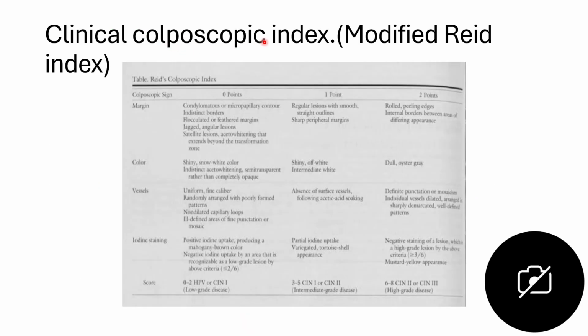So what is the clinical colposcopic index, also called the modified Reid's index? It is a four criteria scoring system designed to standardize colposcopic assessment and guide biopsy decisions. It evaluates lesion margins, color, vessels, and iodine staining. And then we can evaluate the score. If the score is 0 to 2, it is HPV or CIN1, that is low grade disease. If the score is 3 to 5, it is CIN1 or CIN2, intermediate grade disease. If the score is 6 to 8, it is CIN2 or CIN3, that is high grade disease.